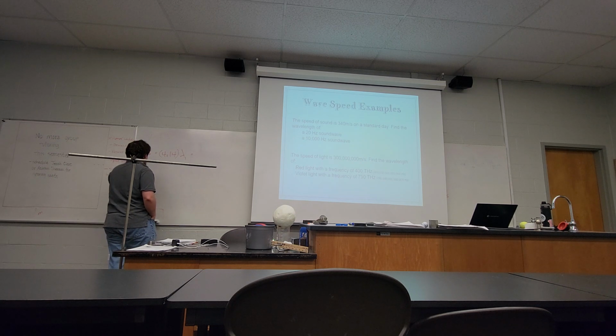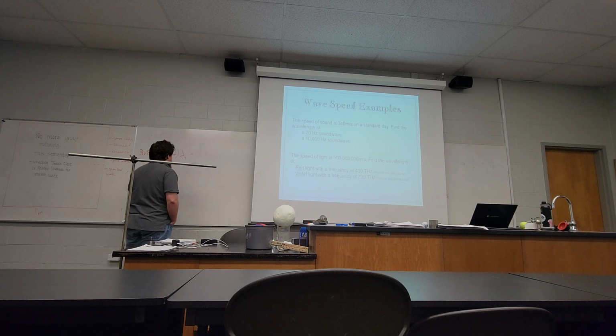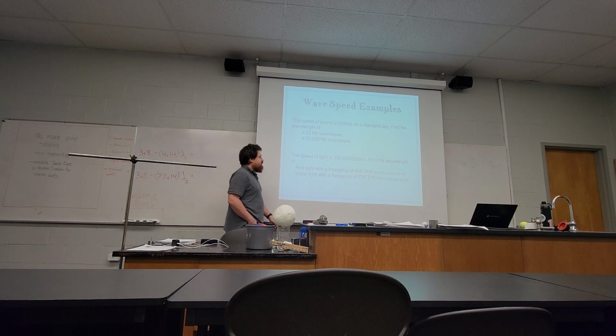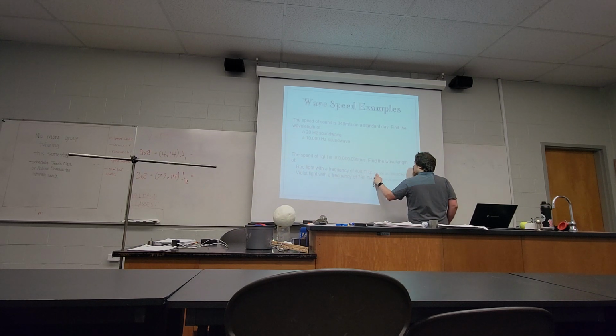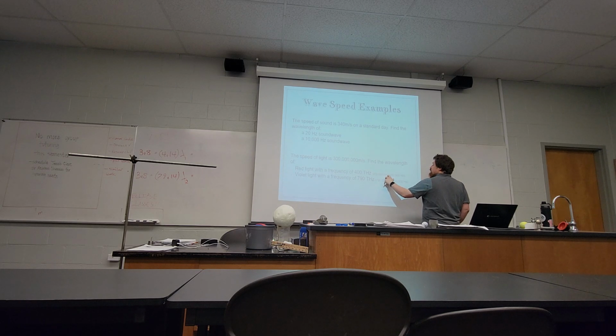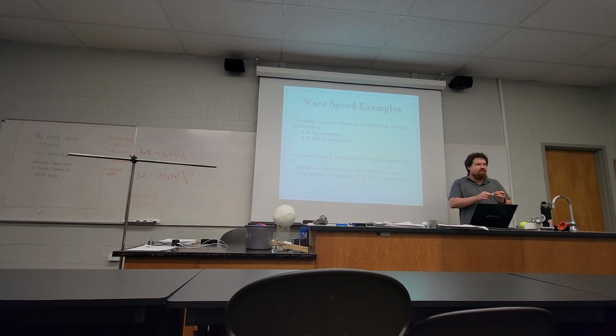I'll put the other one up here too. Violet light moves at the same speed, but it has a higher frequency of 790 terahertz, which is 7.9 times 10 to the 14th hertz. And it will have a different wavelength accordingly. I did count the zeros right, I hope. 1, 2, 3, 4, 5, 6, 7, 8, 9, 10, 11, 12, 13, 14. Yes. So, what types of wavelengths are we looking at for visible light?